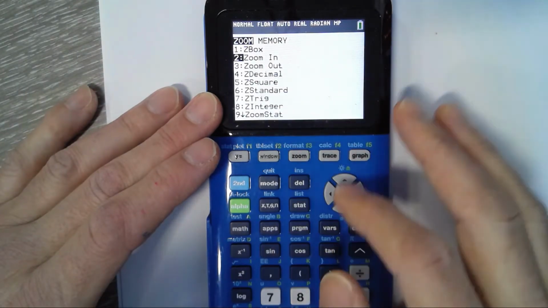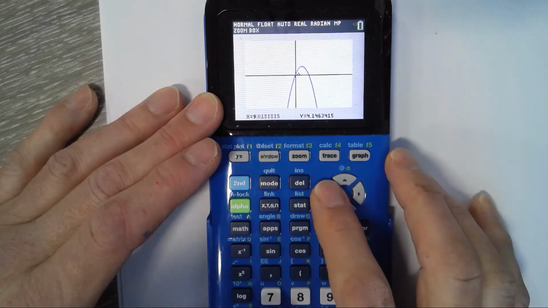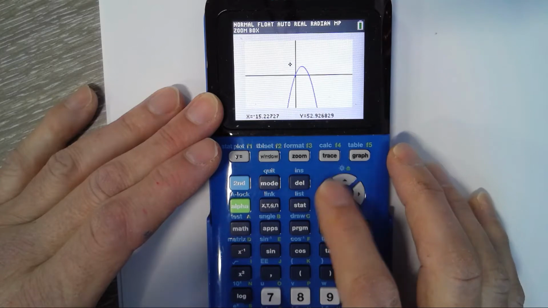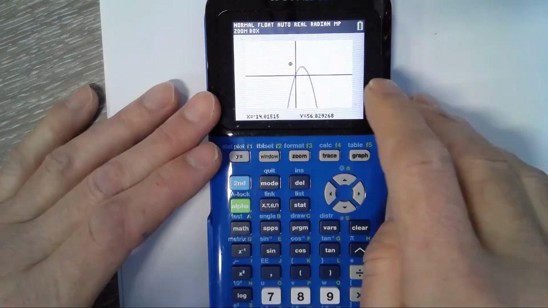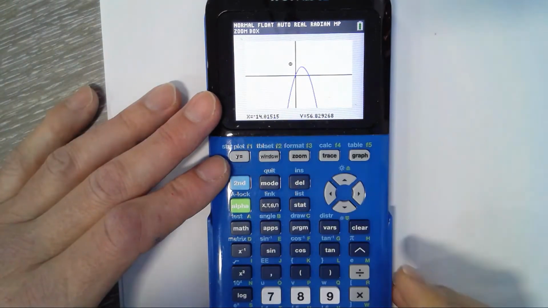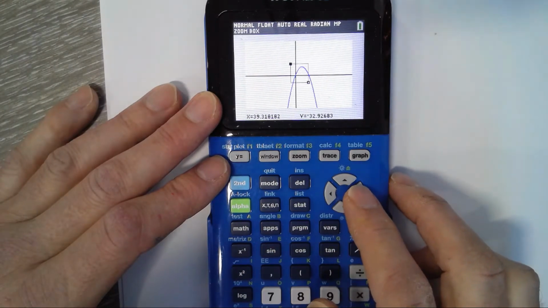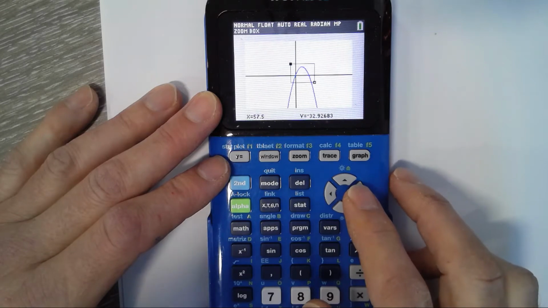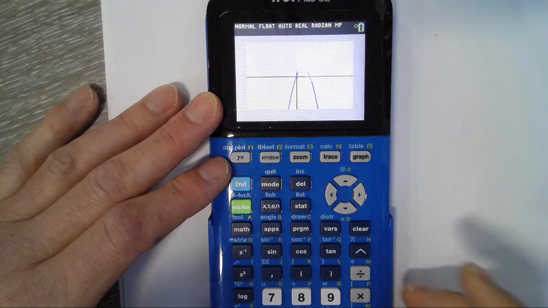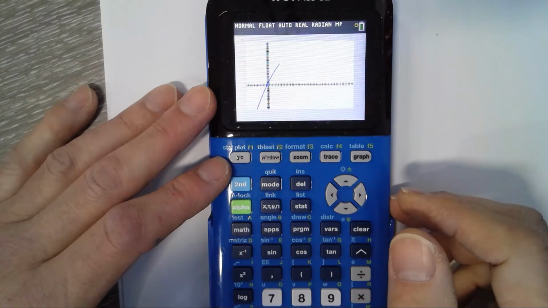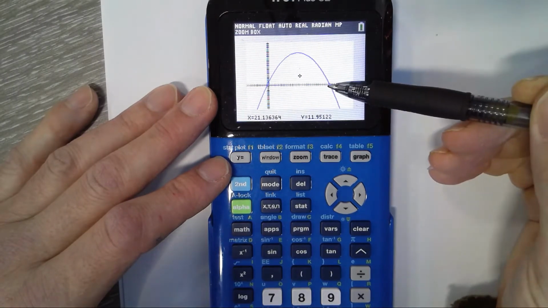I really like the zoom box. So if you go to zoom box, you can put the cursor anywhere on a corner. If I wanted a snapshot of the parabola, kind of like cropping a photo, I'm going to put it in the upper left corner, hit enter, and then I can drag my cursor to create a picture of my parabola. So there, if I hit enter, there's my zoom box.